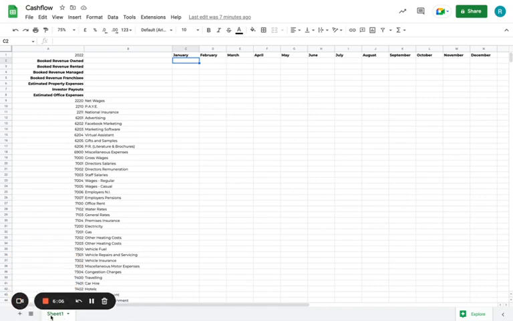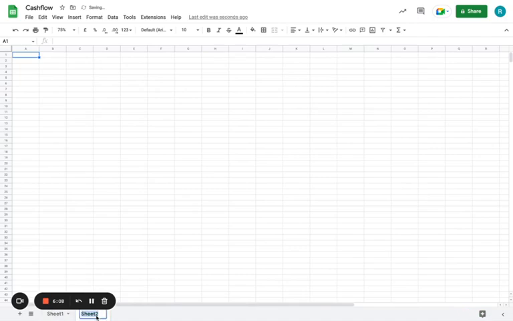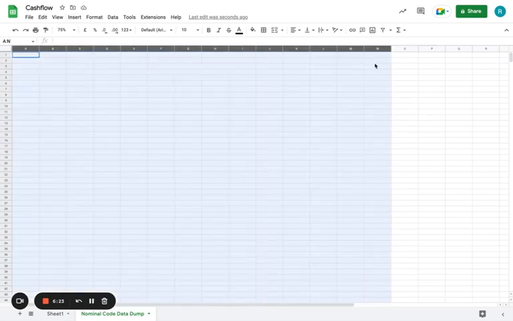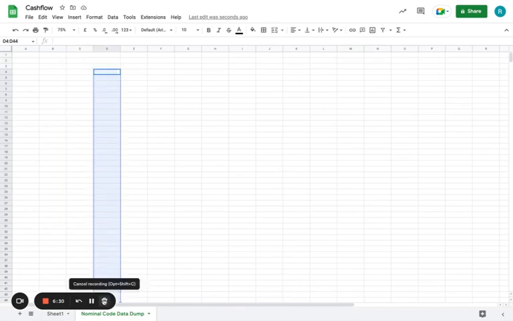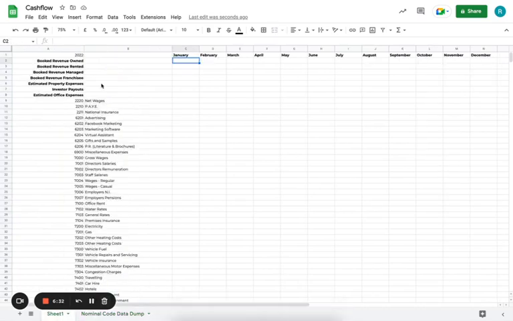Where it says sheet 1 here, I would also have another sheet, which would be a nominal code data dump. If we remember, a couple of weeks ago we did a session on how to write a spreadsheet formula. Again, this comes in. From your accountancy software, you would dump your nominal code data in here, which would typically have date, nominal codes, how much it was, descriptions, all that sort of stuff. And then from that, you're feeding here.